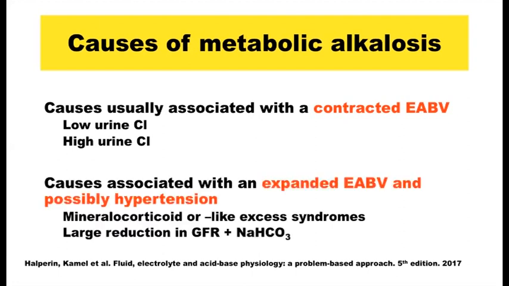The other is metabolic alkalosis associated with an expanded effective arterial blood volume with or without hypertension. And this is usually in the context of mineralocorticoid excess syndromes, steroid use, or in patients who have renal failure or low GFR and receive a bicarbonate load, either with blood transfusions or sodium bicarbonate, with an inability to excrete this bicarbonate load.